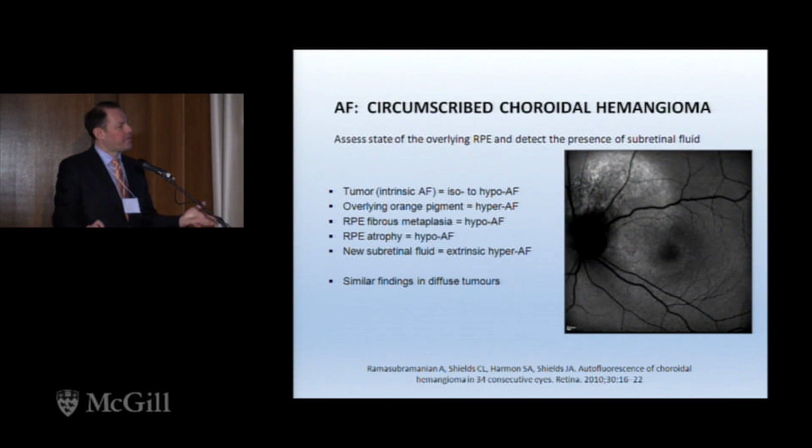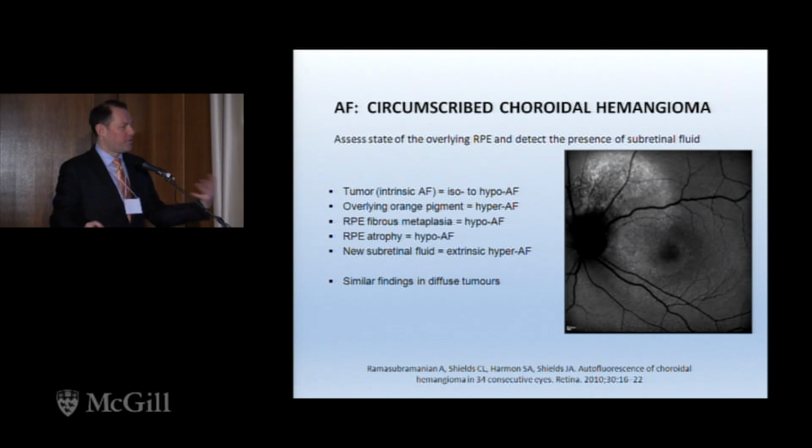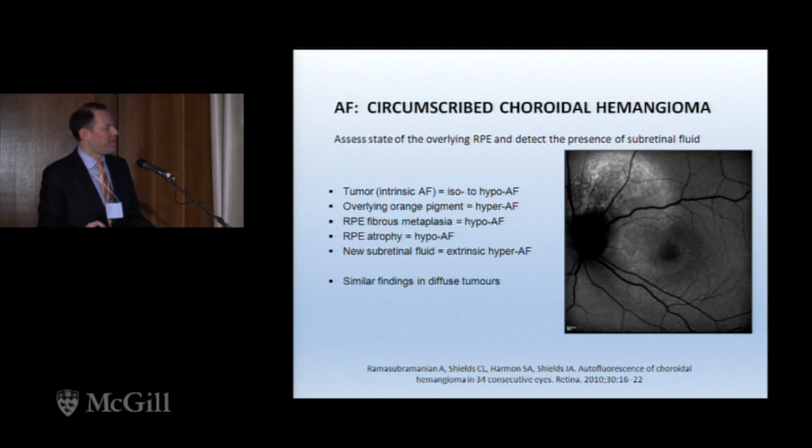So how do we use it with circumscribed choroidal hemangiomas? Well, Shields group looked at about 34 patients and tried to characterize some of the autofluorescent features of these hemangiomas. And what they found, and what I've listed here, are some of the features. So the tumor itself obviously is either iso or hypo, depending on the overlying RPE.